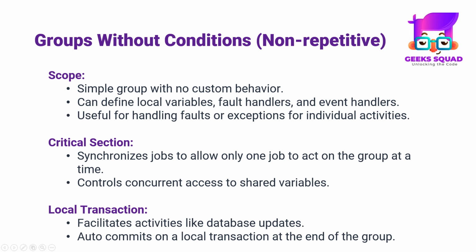The second type is critical section. It synchronizes jobs, ensuring that only one job is acting on the group at any given time. Critical section groups are particularly useful for controlling concurrent access to shared variables. The third type is the local transaction group. It simplifies transactional activities like database updates by automatically committing the local transaction at the end of the group.